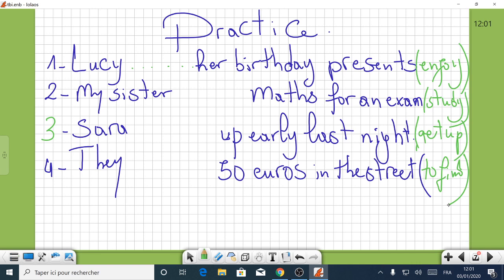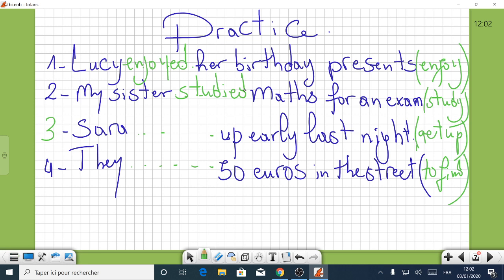Lucy, her birthday present, and the verb is to enjoy. My sister study maths for an exam, and Sarah up last night. And they, the verb to find, 50 euros in the street. So, Lucy, her birthday present. What do we say here? The verb is enjoyed. And we have the verb to study. My sister studied. Of course, here we have the case of the regular form, verb plus ied, because we have consonant plus y.